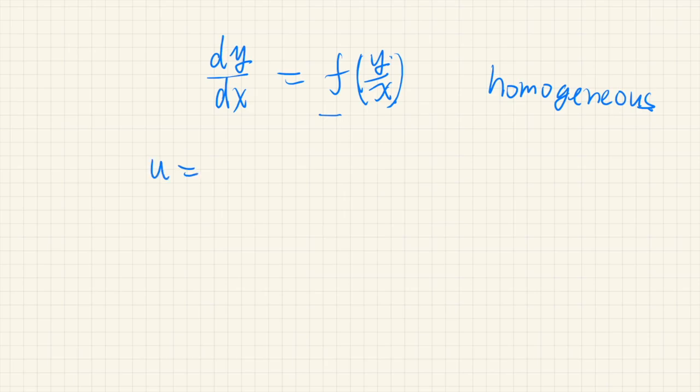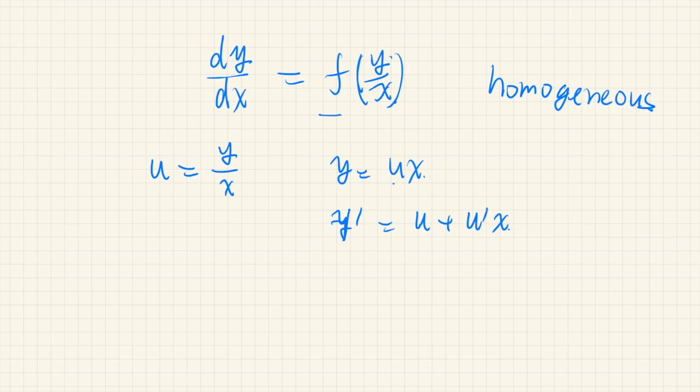If we change a variable u equal to y over x, then we have y is equal to ux. And if we differentiate y with respect to x, y prime is equal to u plus u prime x. So u is a function of x, of course. So if we replace this y over x with u and y prime by u plus u prime x, then what we have is here.